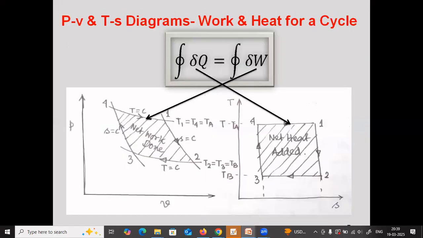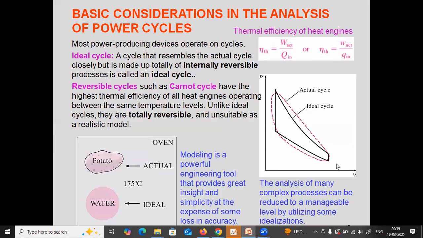This is for a process. We have also discussed that for a thermodynamic cycle, the area enclosed by the cycle is basically the net heat transfer and net work done during the cycle. And we have discussed related things, like what is the difference between the actual cycle and the ideal cycle, and what is the meaning of an ideal cycle. An ideal cycle represents the idealized version of the actual working cycle.